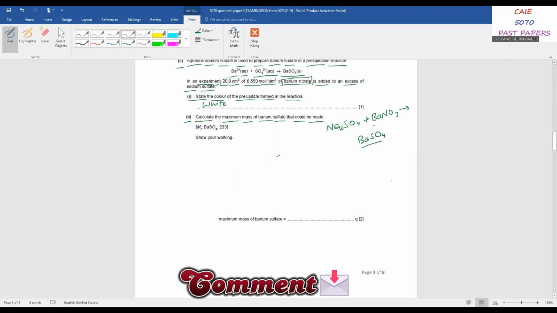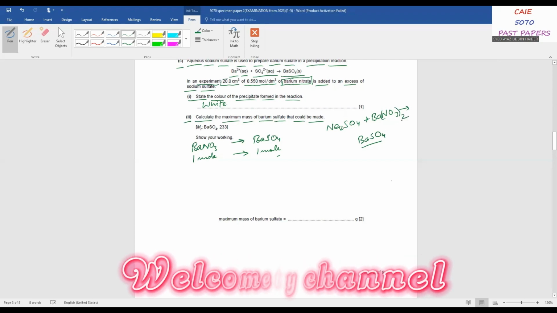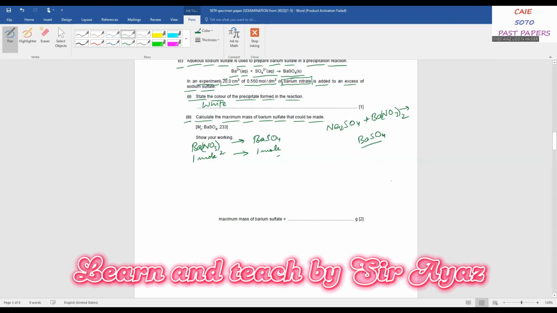If you look at the mole ratio, both barium nitrate and BaSO4 have the same ratio. So if you know the number of moles of barium nitrate, then you can easily predict the moles of BaSO4, because it should be equal to barium nitrate. 1 mole gives 1 mole of barium sulfate. So first, we will calculate the number of moles of barium nitrate from the data given.